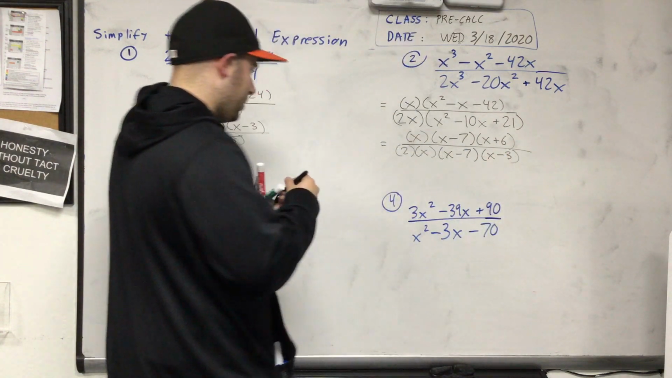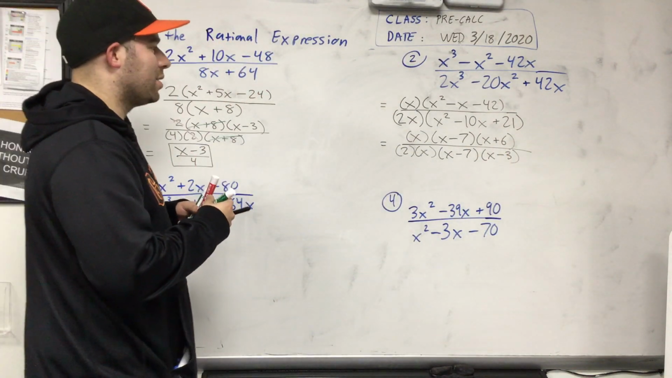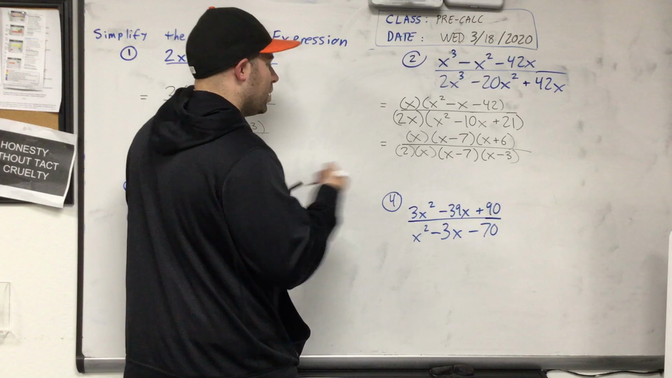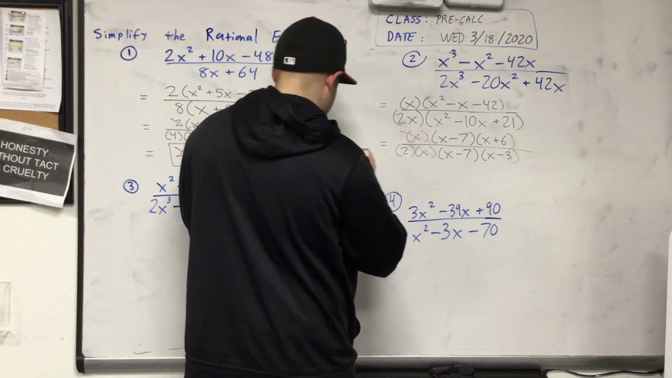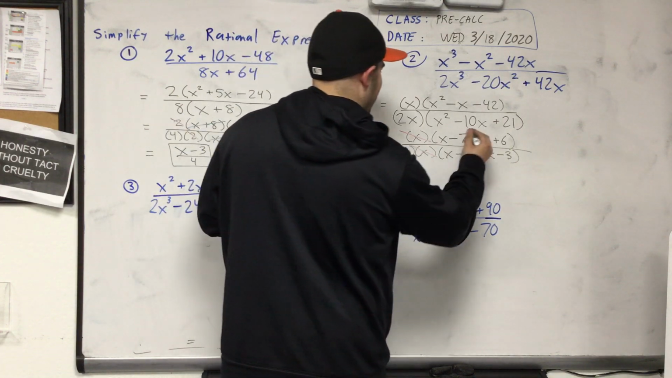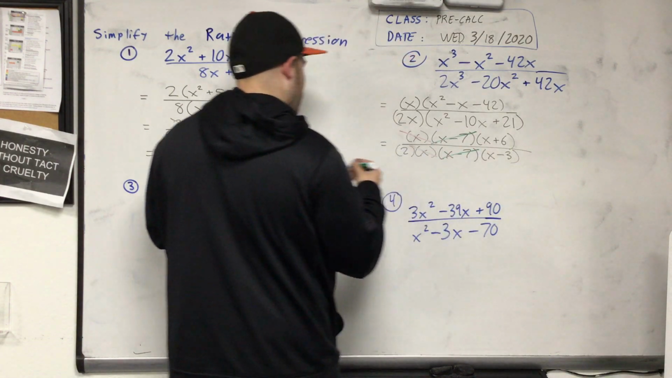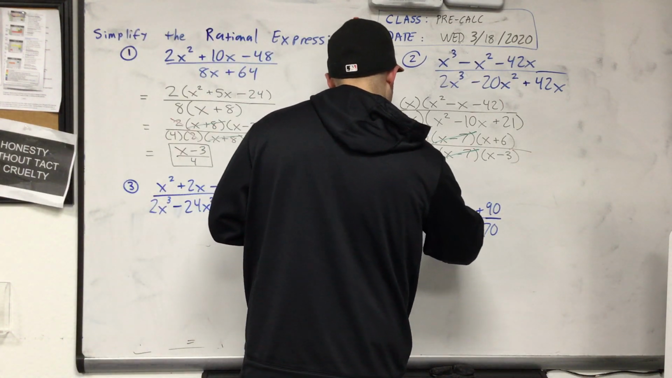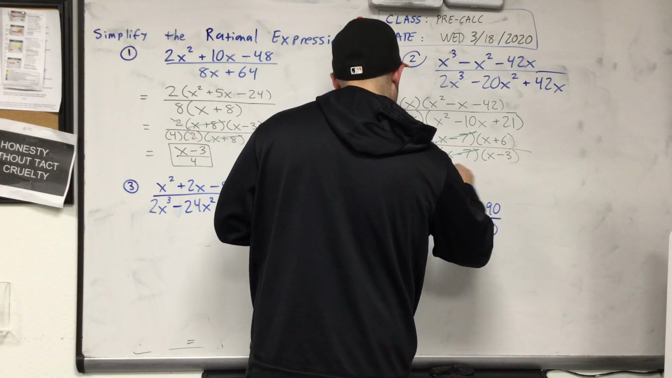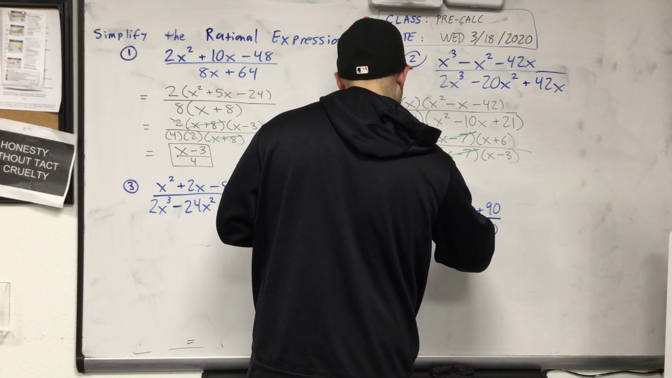And now, let's cancel out some similarities. x over x cancels out to form 1. x minus 7 cancels out with x minus 7 to form 1. So now I'm left with x plus 6 over 2 times the quantity of x minus 3.